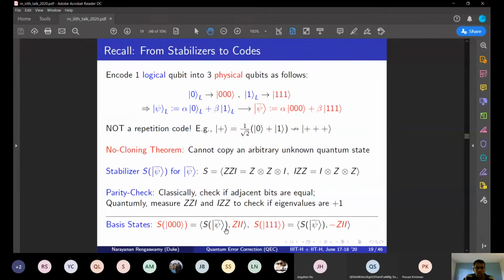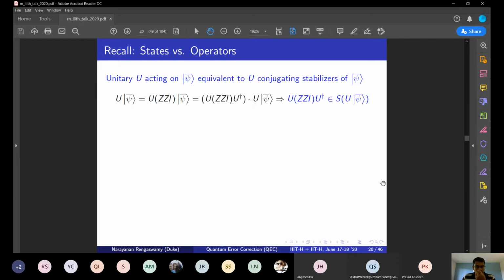But ZII acting on 111 picks up a -1. As we'll see later, we also saw this yesterday, but this is the logical Pauli. And technically the logical Paulis live in S-perp. So I'll make that clearer now. We saw this useful way of looking at states versus operators. When you evolve a state through a unitary, the stabilizer gets conjugated.